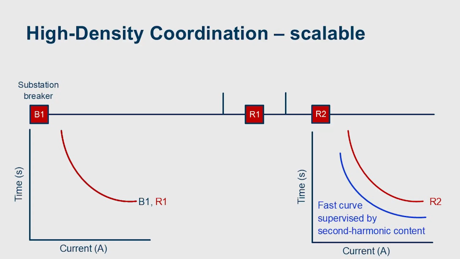Now, the other thing we've designed into this solution is that when the fast curve is needed, it's going to be supervised by second harmonic content. And this is a benefit so that when you're energizing the line, you're not going to operate for inrush current. Also, if you study this, you'll realize that we're going to prevent conductor slap miscoordination.